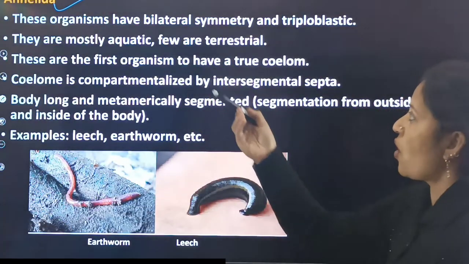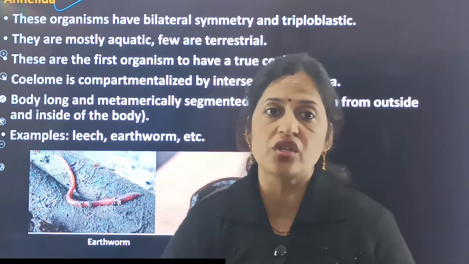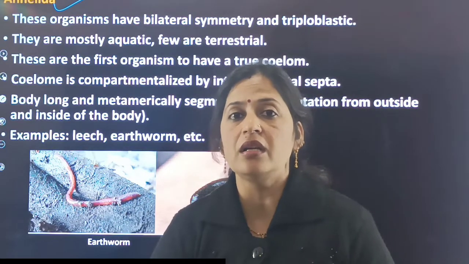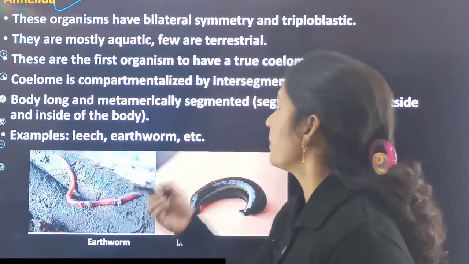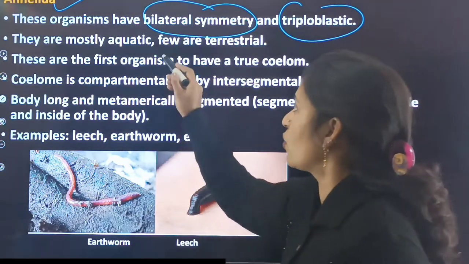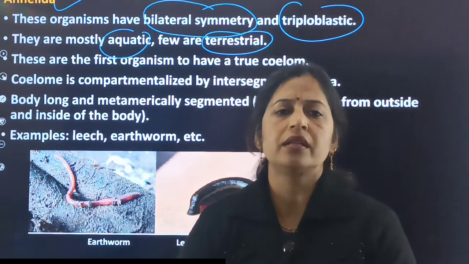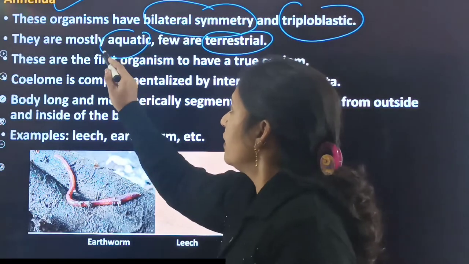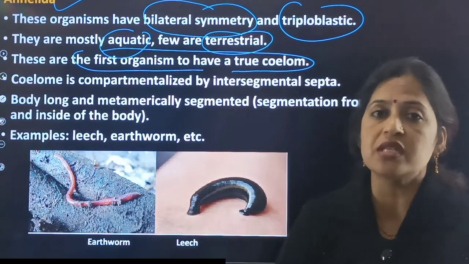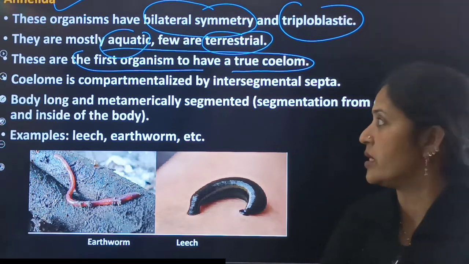Next is annelida. These organisms are bilaterally symmetrical and triploblastic. This is the most important feature of the annelida. They are mostly aquatic and few are terrestrial. These are the first organisms to have a true coelom. That means true coelom is present only in the annelida, and they are the first organisms where true coelom is present.